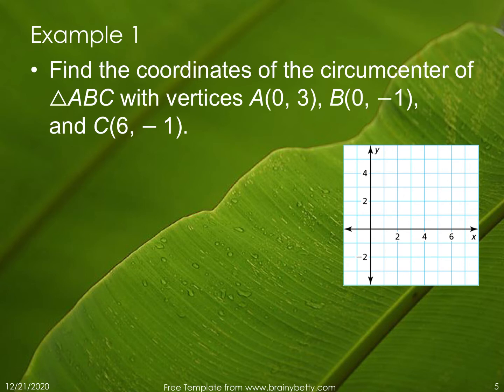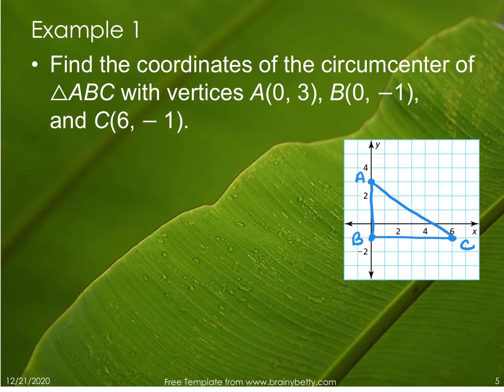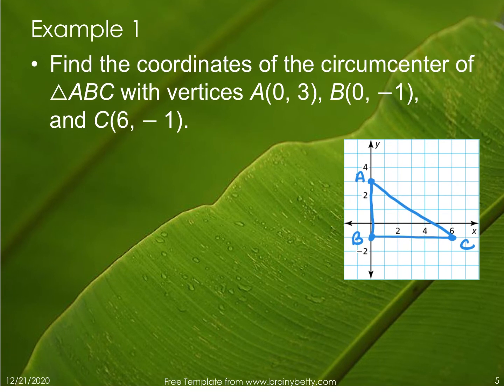Step number 1, when we want to find the coordinates of the circumcenter, is going to be graphing the coordinates for A, B, and C. So I'm going to go ahead and graph point A. It's at 0, 3. I'm going to graph B, 0, -1. I'm going to graph C, 6, -1. I'm going to connect my points. So that's step number 1. So go ahead and put down this step by step. So step 1, graph it.